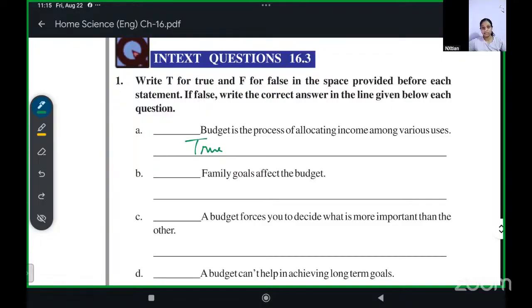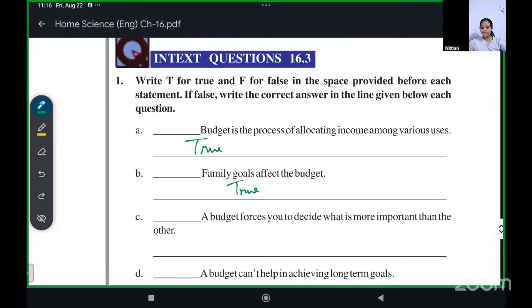False. I think it's true because family goals can affect the budget. If your family plans a trip, that month your budget will be higher because the trip is there, compared to the rest of the months. If you have an outing planned, that would be higher too. That would be additional because we do not do outings all the time, but sometimes we do.